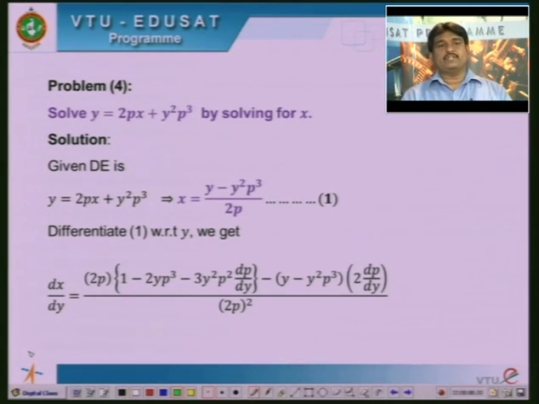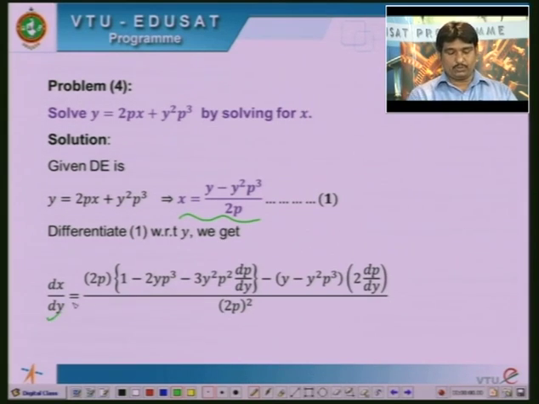Given differential equation is y equals 2px plus y square p cube. You can convert this in terms of x equals a function of y and p, as x equals y minus y square p cube divided by 2p. Next, differentiate this equation with respect to y.